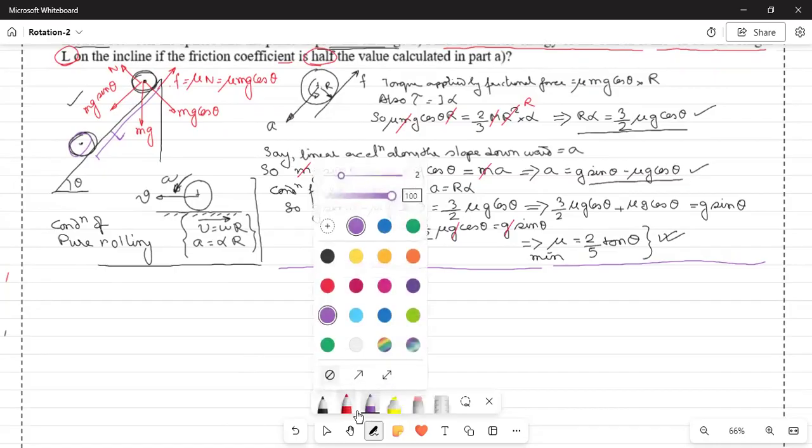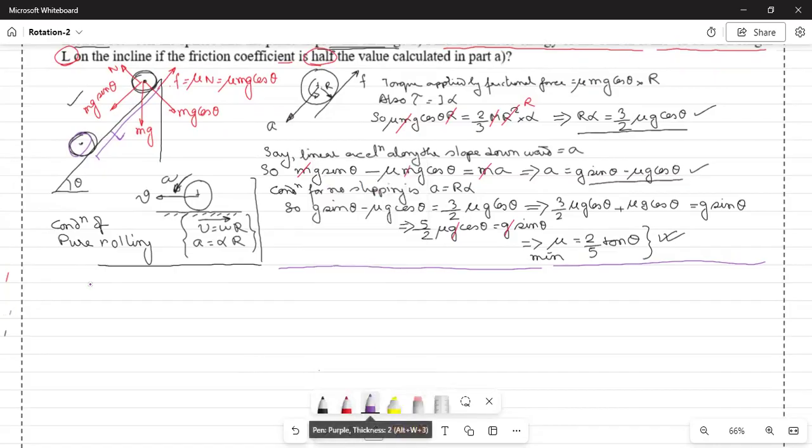They have said the new value of mu is equal to mu minimum by 2. That means it is now tan theta by 5. This is one thing we have got. Let us write down the equation of translatory motion. This is the equation we wrote down earlier: downward force minus upward frictional force is equal to mass into acceleration.